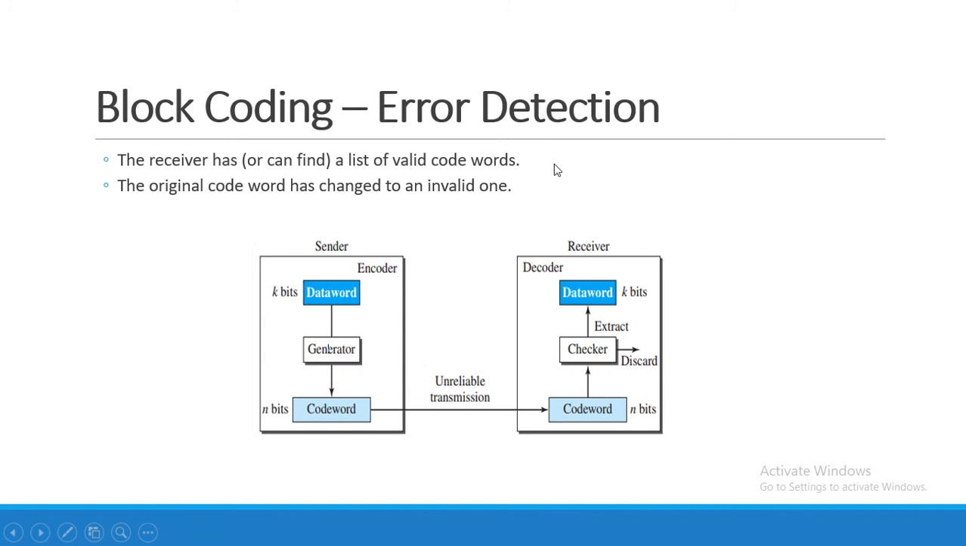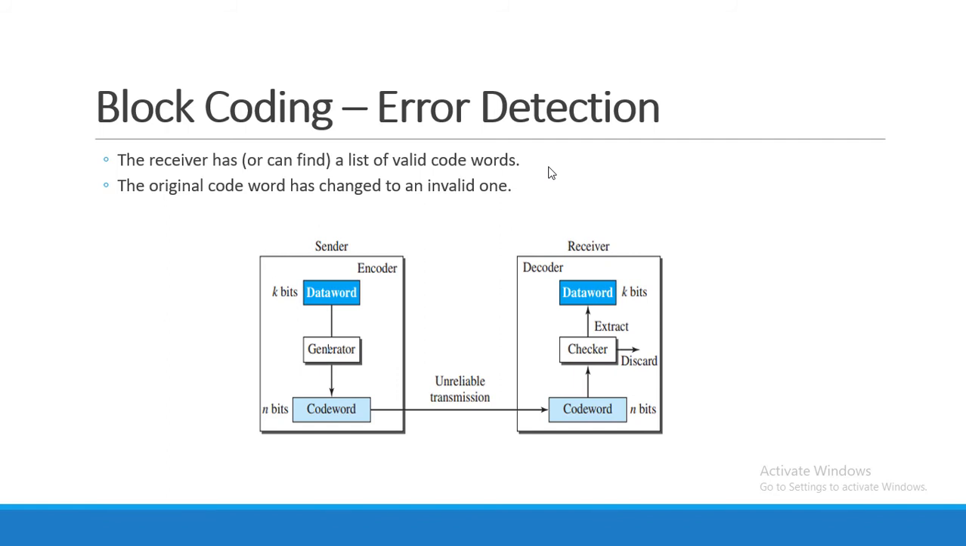Block coding for error detection. The receiver can identify whether the code word has been changed if the receiver has a list of valid code words and the original code word has changed to an invalid one. This process is called error detection using block coding. In this process, the sender creates a code word and sends it to the receiver. If the message received by the receiver is similar to the valid code word created at the sender, it is considered a correct message, and if not, it is considered a changed code word.